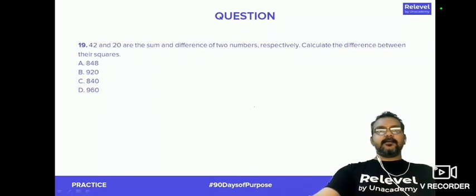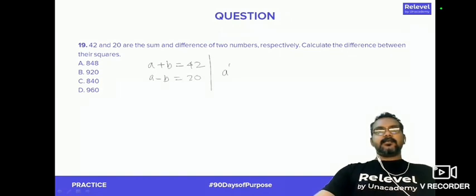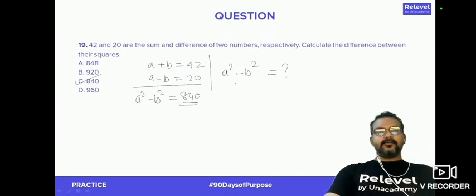Next, number 19. 42 and 20 are the sum and difference of two numbers. What's the difference between the squares? So it says a plus b is 42 and a minus b is 20. They're asking a squared minus b squared is how much? Clearly, this is the product of these two. So a squared minus b squared is 840. So option C. Okay. So question number 19, the answer is 840.